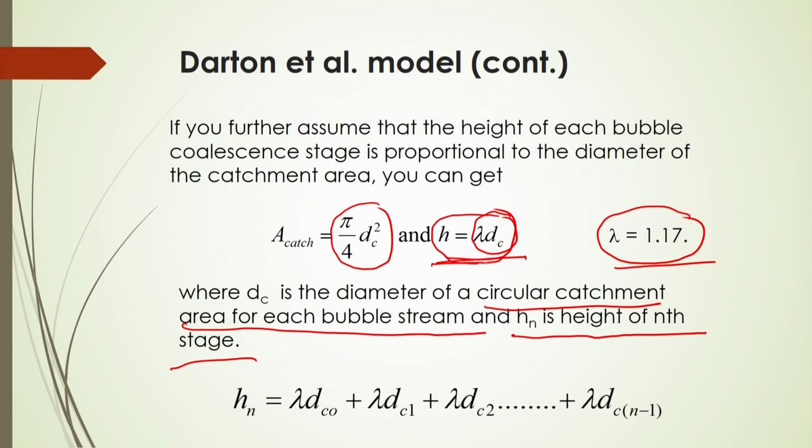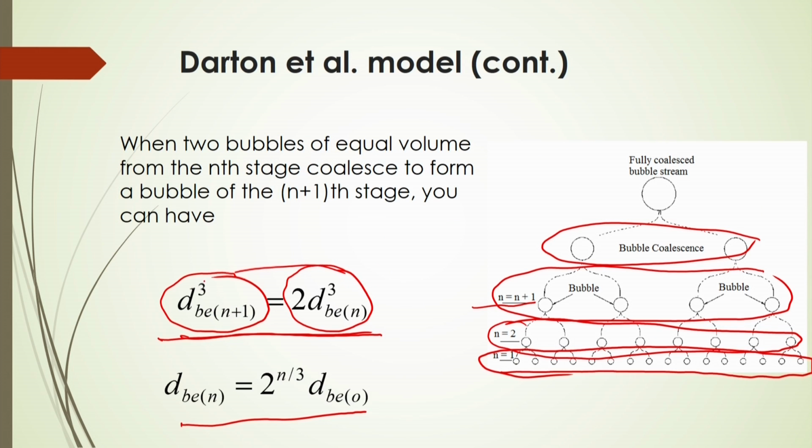That means h is 1.17 times that catchment diameter, then you can obtain what should be that h value, and at that h value, at that certain stage, what should be the actual bubble diameter that you can obtain from this relationship here.